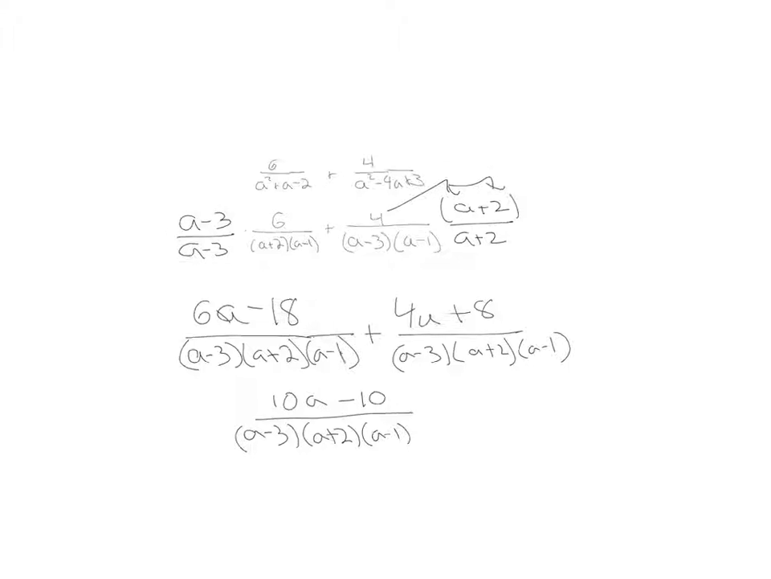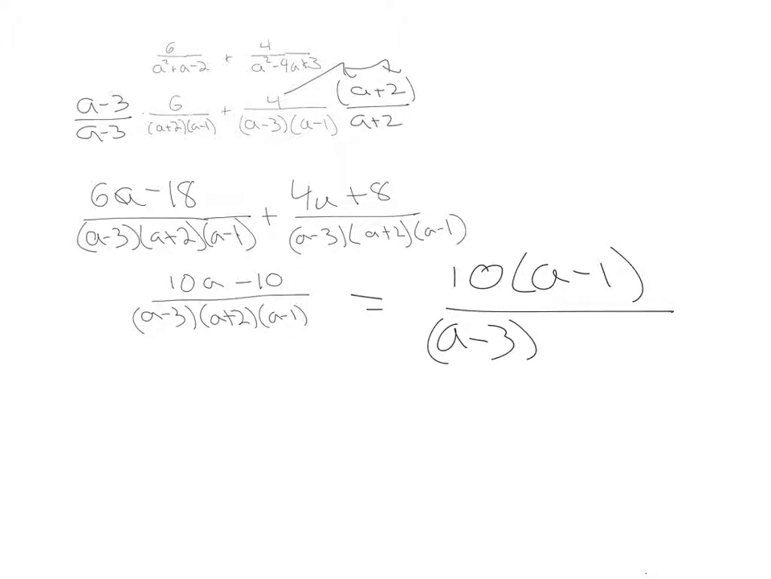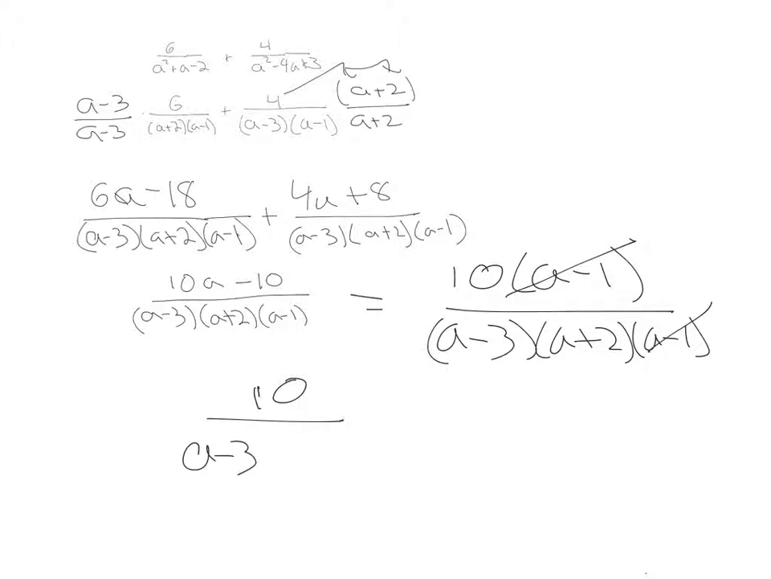Now, it might seem like we're done, but in fact, what you might notice about this numerator is it can be factored. We can factor a 10 out of there. So this is 10 times a minus 1 over a minus 3, a plus 2, a minus 1. Now we have an a minus 1 in the numerator and the denominator, which can cancel out, leaving us with a final answer of 10 over, and again, don't worry about doing the multiplication, just leave it in factored form. And that's our final answer.